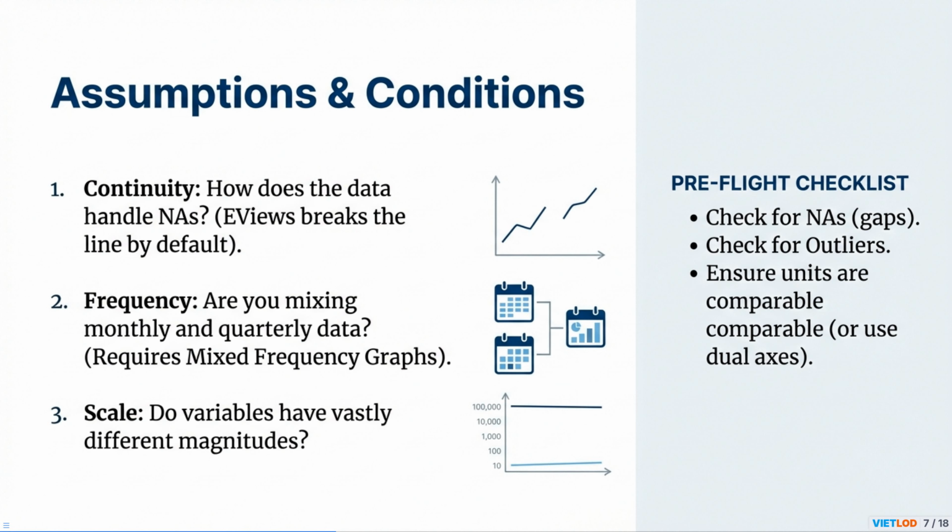This slide outlines essential assumptions and conditions, acting as a pre-flight checklist before creating graphs. First, we need to consider continuity. How does your data handle missing values, or NAs? EViews typically breaks the line by default when NAs are present, which can sometimes be misleading.